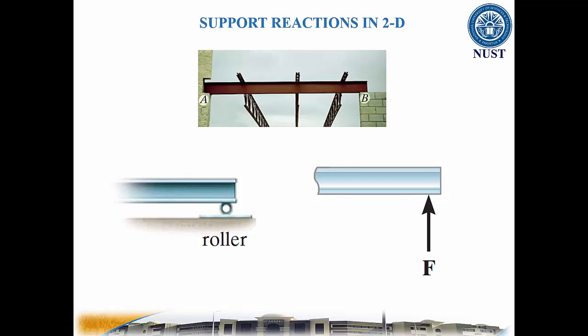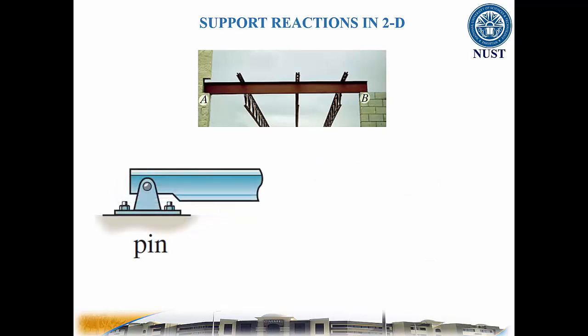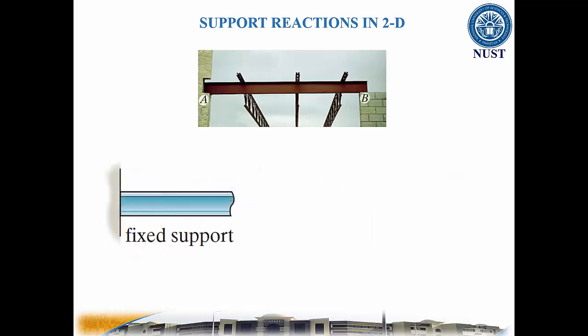The beam can be supported in a more restrictive manner by using a pin. Here the pin can prevent translation of the beam in any direction, and so the pin must exert a force on the beam in these directions. For the purpose of analysis, it is generally easier to represent this resultant force by its two rectangular components. The most restrictive way to support the beam would be to use a fixed support. This support will prevent both translation and rotation of the beam. To do this, a force and couple moment must be developed on the beam at its point of connection.